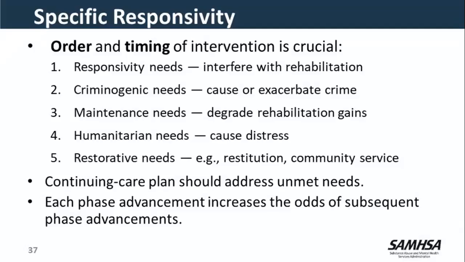And that is why the order of intervention requires considerably more thought than just throwing the whole kitchen sink of interventions, or whatever interventions happen to be available to a program, just making them do what you say, this is our menu of services. That is not the correct way to manage these cases.